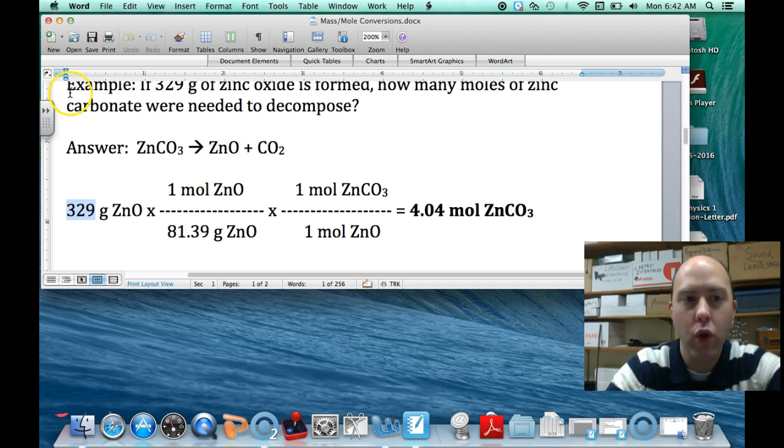Step 1, write out the balanced equation. Step 2, change the grams given to you to moles. Step 3, do the mole ratio. The coefficient of what you're looking for goes on top. The coefficient of what you started with goes on the bottom. And then the final step, round your answers to your sig figs and you're done.